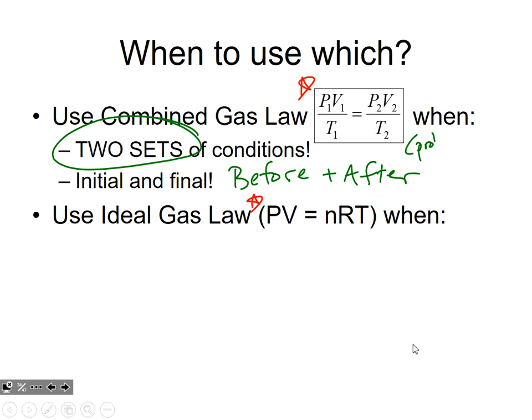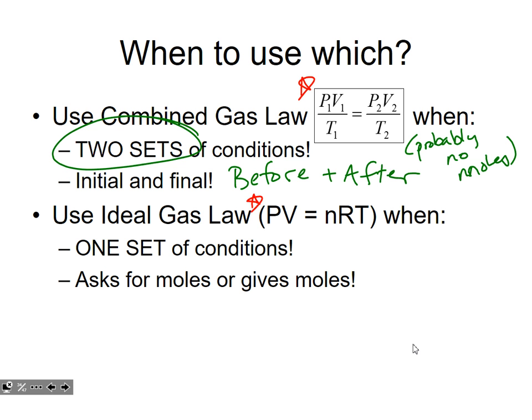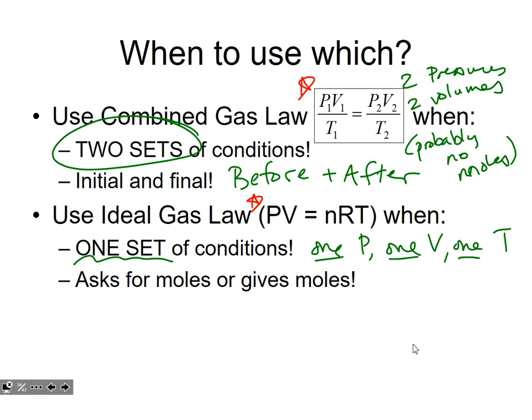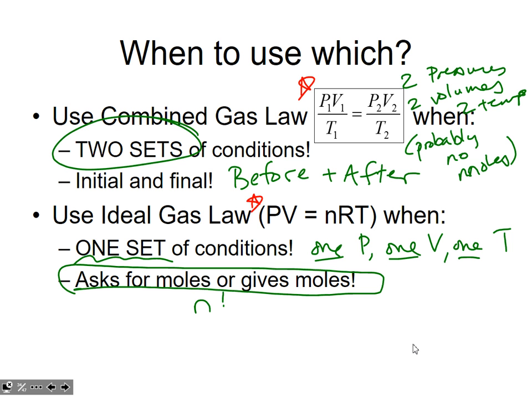Also, you probably won't be given moles in the problem for the combined gas law. There's no moles in that equation. The ideal gas law, we're going to use PV equals nRT if you only have one set of conditions, one pressure, one volume, one temperature, versus up here, we're going to have two pressures, two volumes, two sets of conditions, two temps. Or moles, right? That difference that we have n right there. If the problem gives you a mole number or asks you to calculate moles, then hey, we're going to be using PV equals nRT.